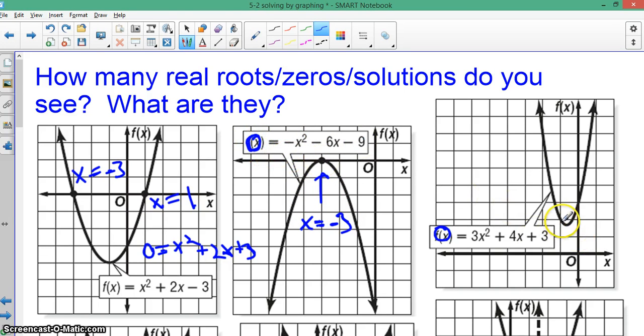How many x-intercepts does the third one have? Wait a second, none. So guess what? This right here has no real solutions. It might have solutions. Okay, it does have solutions. However, they are not real numbers, and we will talk a lot more about that later, and you're going to hate it. But I shouldn't say that. You guys are honor students. You will love it. You guys like math. But there are no real solutions because there are no x-intercepts. It does not cross the x-axis.